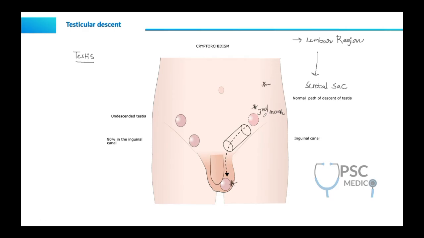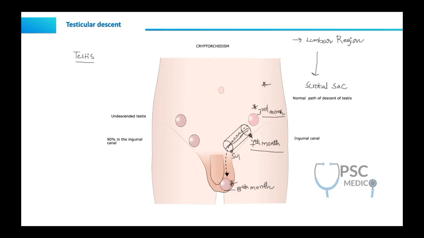Okay, and they lie at the site of the deep inguinal ring up to the 7th month. So this is the deep and this is the superficial inguinal ring. They reach the iliac fossa by the 3rd month. They lie at the deep inguinal ring till the 7th month. During the 7th month, they pass through the inguinal canal and they reach the scrotum by the end of the 8th month.